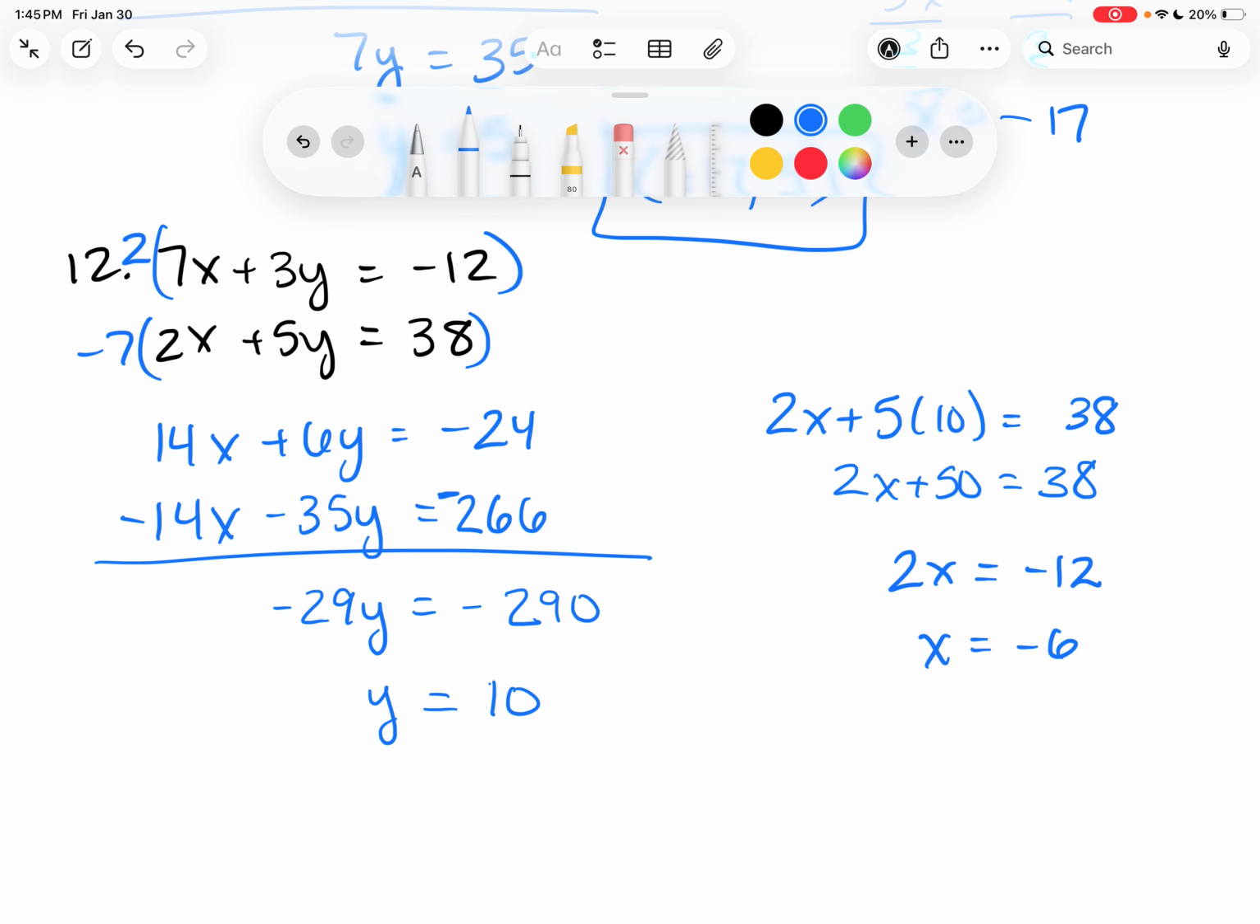Notice I'm shortcutting the process by not showing what I'm moving left to right. If you still need to do that, be my guest and do it. But if you're like, I can shortcut the process, then go ahead and do that as well. So I've got, the answer is -6, 10.